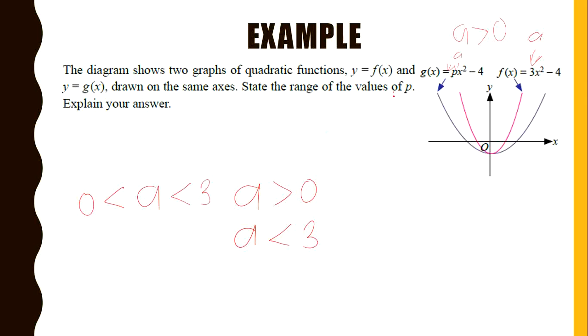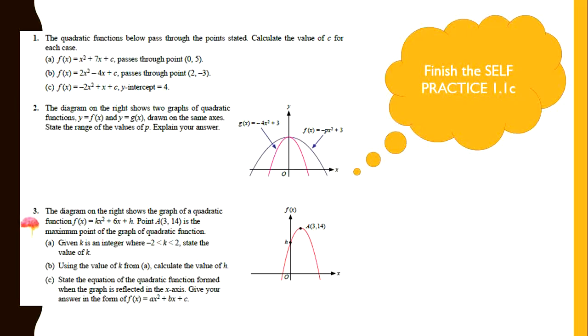Tapi dia tak nak A ni, dia pakai P. Dalam ni dia pakai P. Okay, so kita tukarlah. It should be P is greater than 0 and less than 3. Okay, so as usual, finish self-practice 1.1.